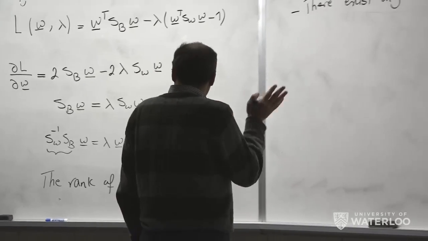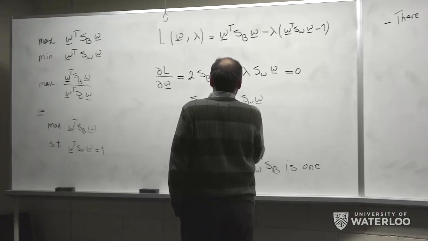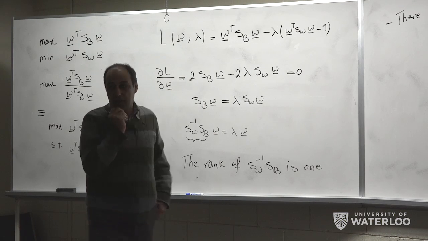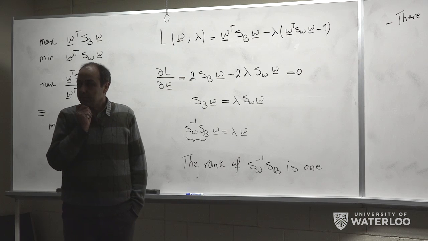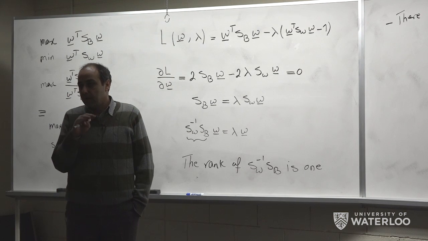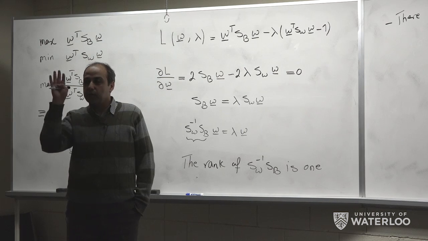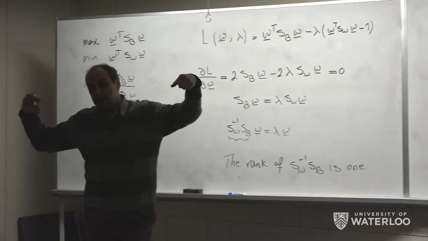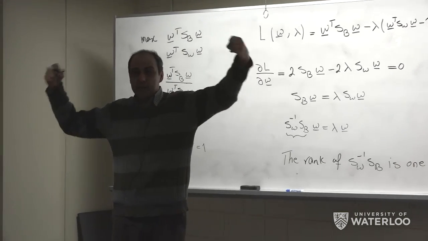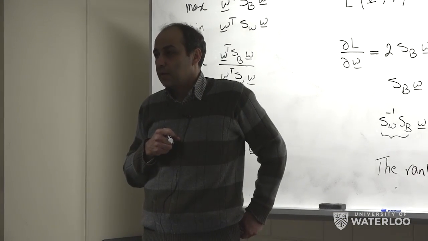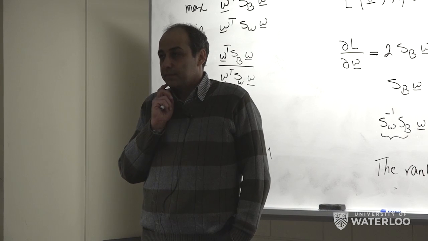Okay, so in the case that we had two classes, we have only one eigenvector here. And that eigenvector would be the solution of our problem. So you can find that eigenvector, project everything on that eigenvector, and then classes are separated as much as possible. Any question here?